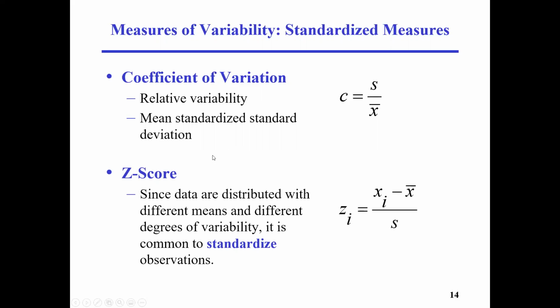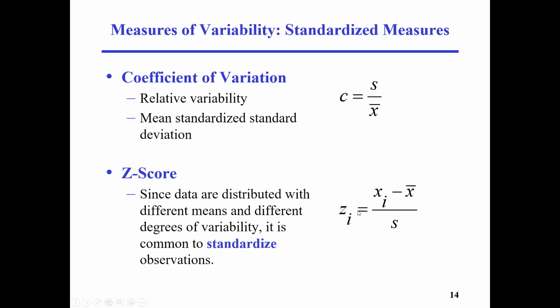It's widely used and it's called Z-score. Since data are distributed with different means and different degrees of variability in different data sets, it is common to standardize observations. So again, what's the purpose of normalization? What's the purpose of standardization here? The purpose is to make different data sets comparable with each other.